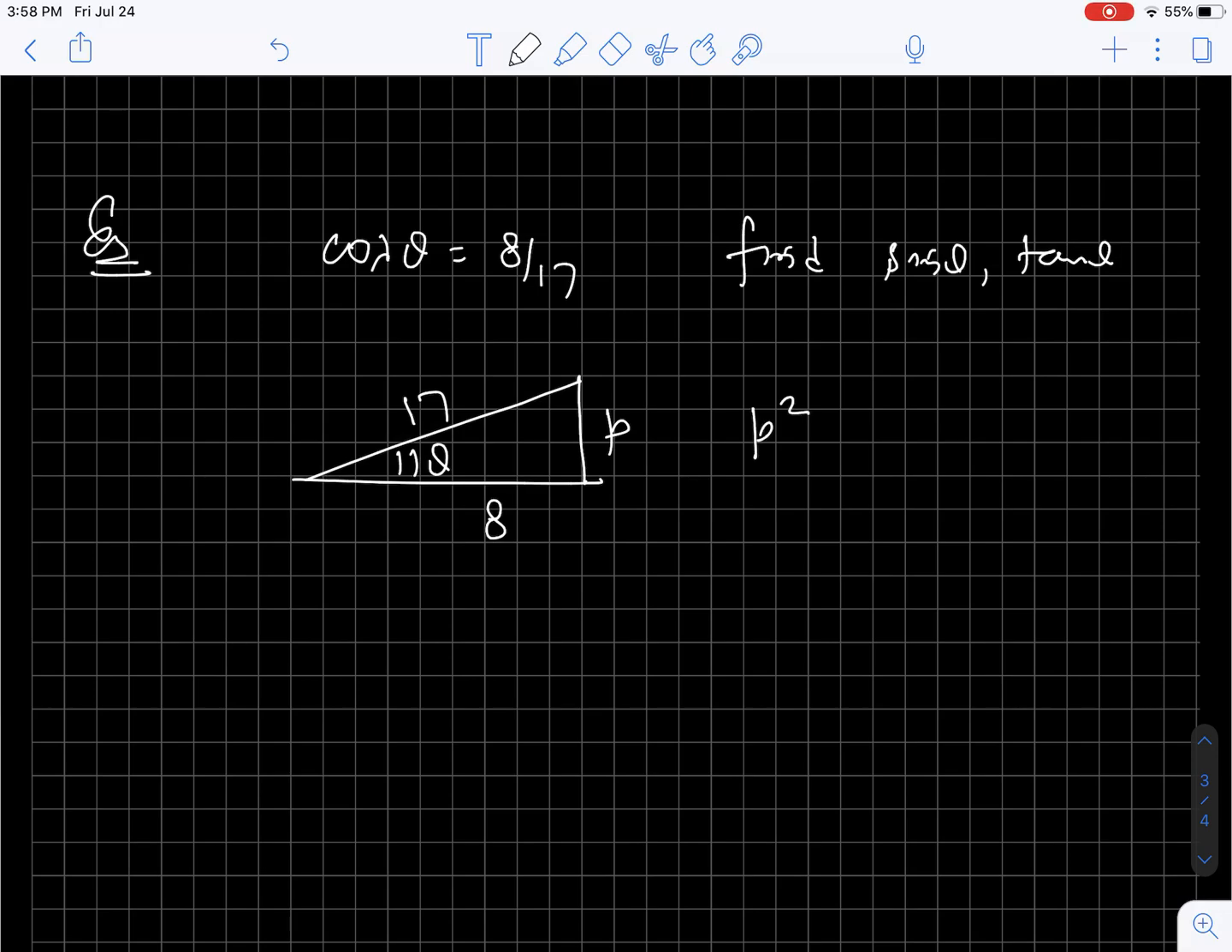Can you tell me the value of perpendicular? We have to solve it. P square plus 8 square, 64, is equal to 17 square. P square equal to 289 minus 64. You will get the value as 225, and P equal to under root 225, or 15.